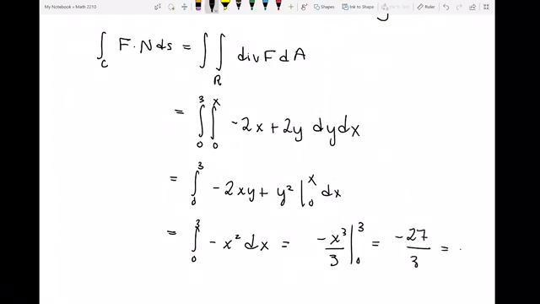Okay, so those are two applications of Green's theorem, and hopefully these examples help you understand how to do similar problems for your homework this week.